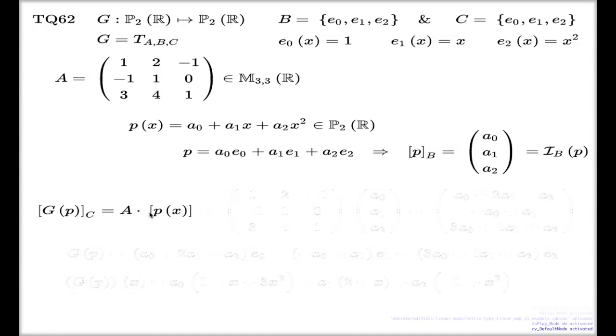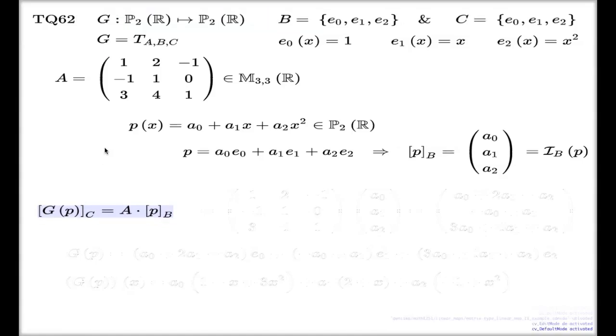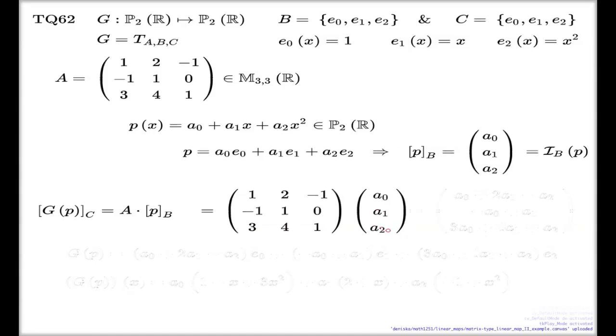The x is not supposed to be here, and here it is supposed to be B, actually. That's my second stage. That's the actual matrix map. I multiply my triple by the given matrix. Here's my matrix, 1, 2, negative 1, negative 1, 1, 0, 3, 4, 1, and here's my triple, A0, A1, A2. We all know how to multiply matrices. Here's the result of the multiplication.